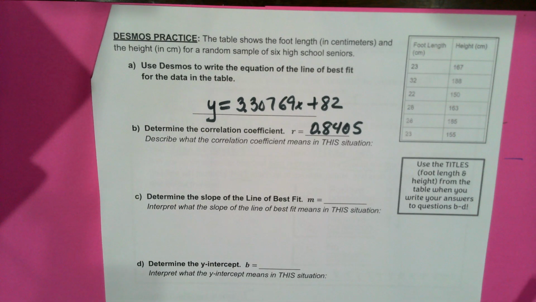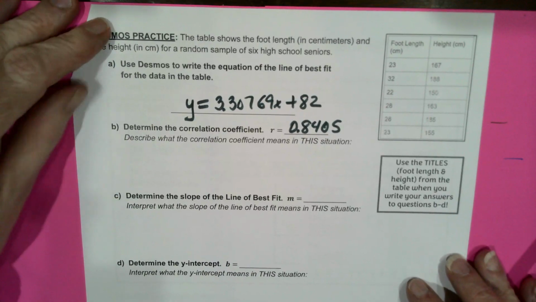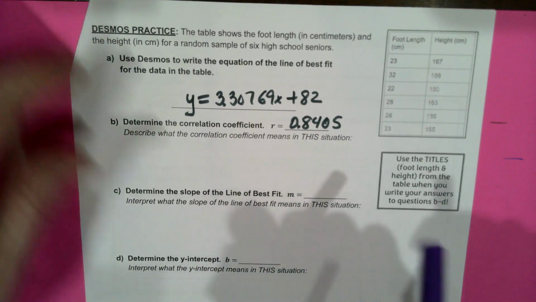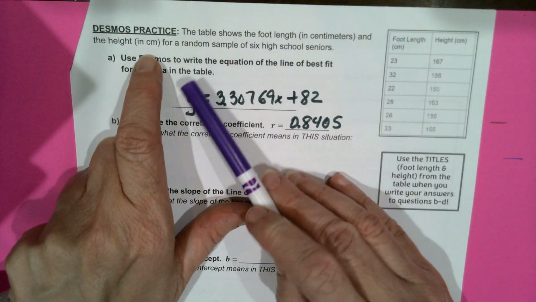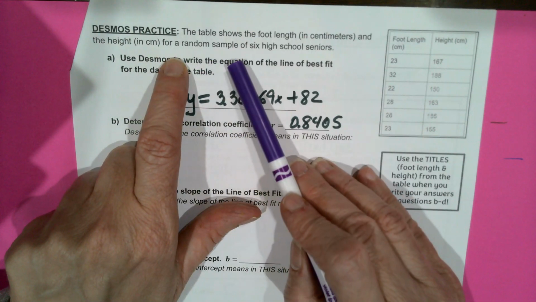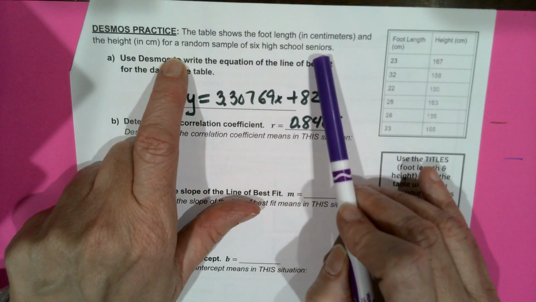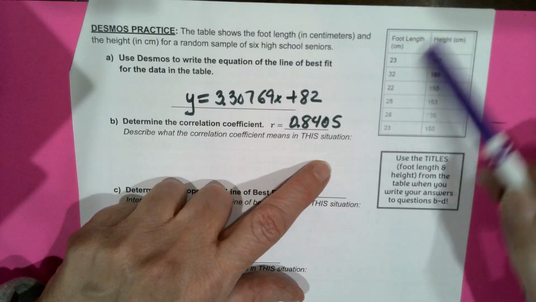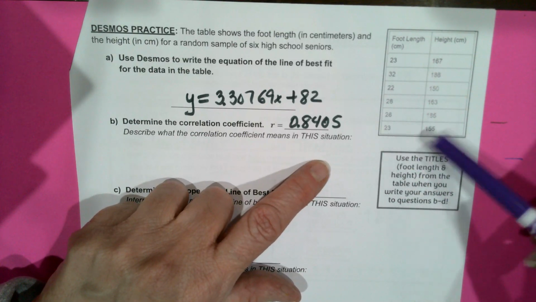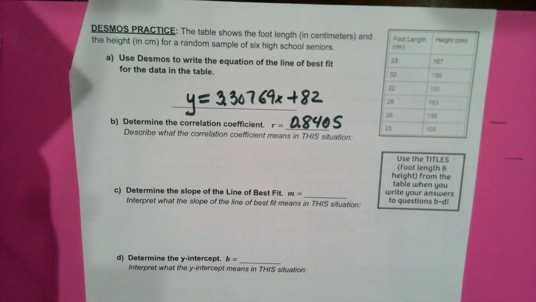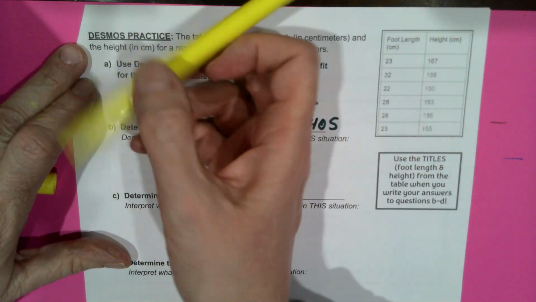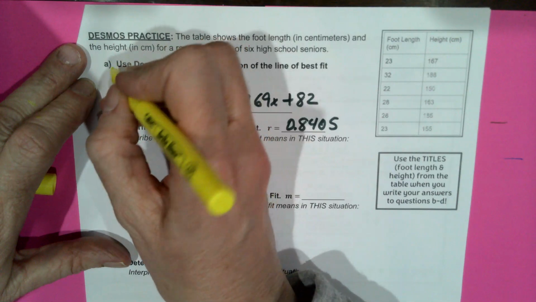Okay, so what we're going to do in this, we're going to practice and we're going to discuss some things together. The table shows the foot length in centimeters and the height in centimeters for a random sample of 6 high school seniors. So this table over here is what we're doing. Now what I need you to do is use Desmos to write the equation of the line of best fit. You need to actually go on Desmos and type this in, and then we're going to talk about it.